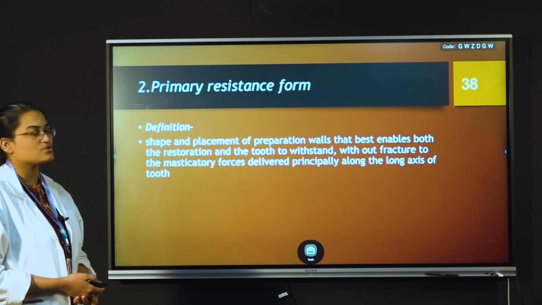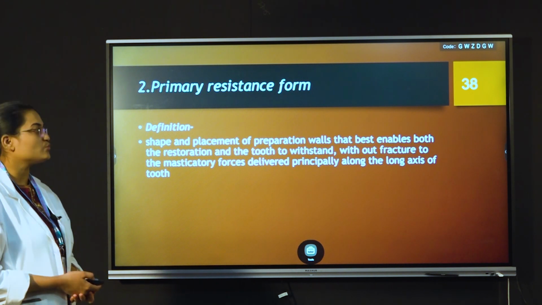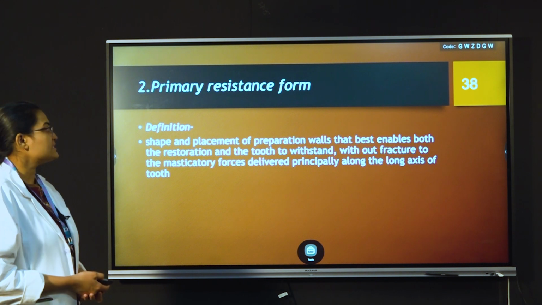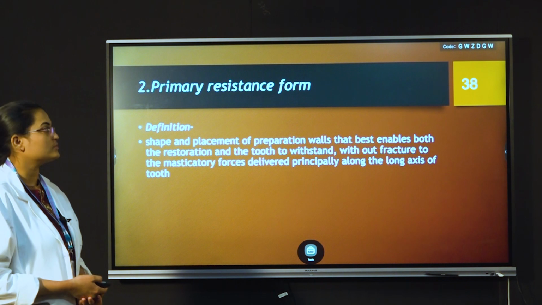Coming to the primary resistance form, it is the shape and placement of preparation walls that best enables the tooth and the restoration to withstand, without fracture, the masticatory forces delivered principally along the long axis of the tooth.